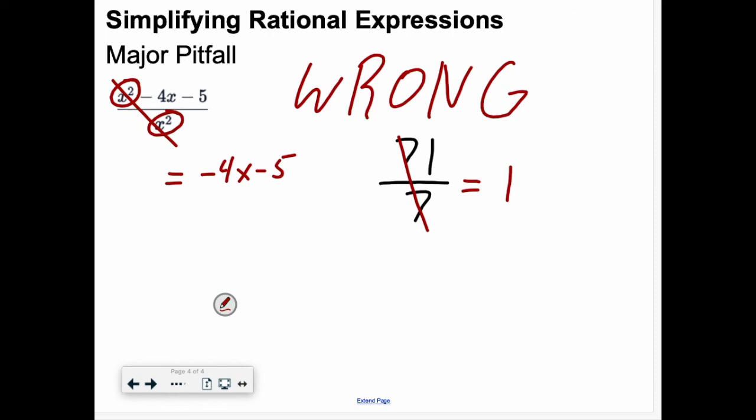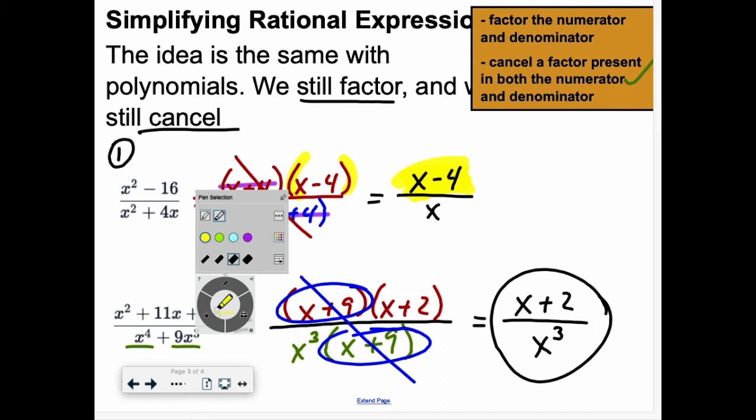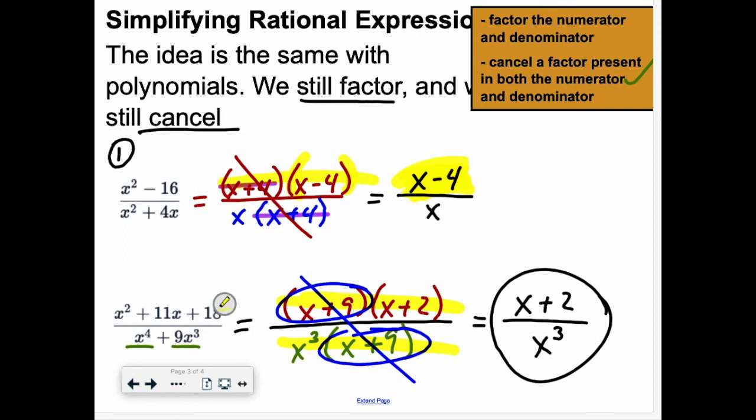These are wrong. You cannot do that because you're not factoring it completely first. Because this x squared up here is part of a larger polynomial. It's combined with addition or subtraction. You can't just cancel out the x squareds. You can only cancel something if, like in our previous examples, it was combined with multiplication. These were multiplied together. These were multiplied together. Let's get rid of that. These were multiplied together. These were multiplied together. That's why we could cancel them.